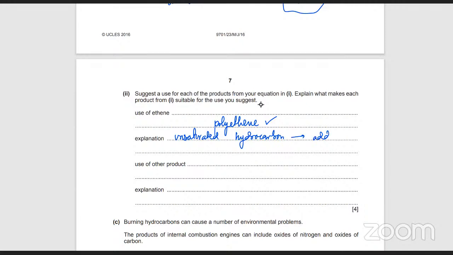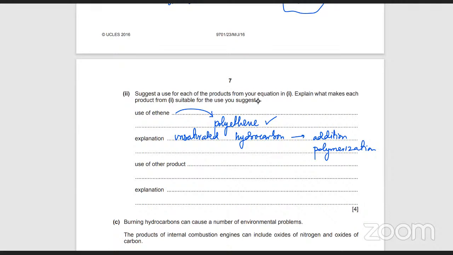So it can undergo addition polymerization. Okay, did I interpret the question correctly? Explain what makes each product suitable for the use you suggest. So why is ethene suitable for making polyethylene? That's the reason for that. Okay, is this clear? Yes, sir. Yes.